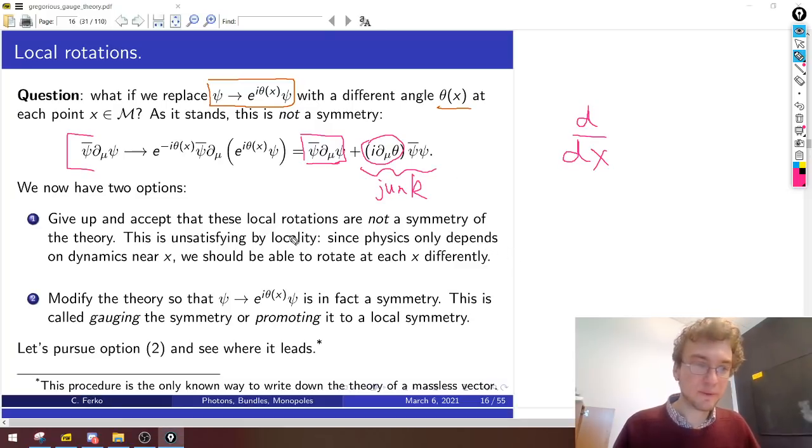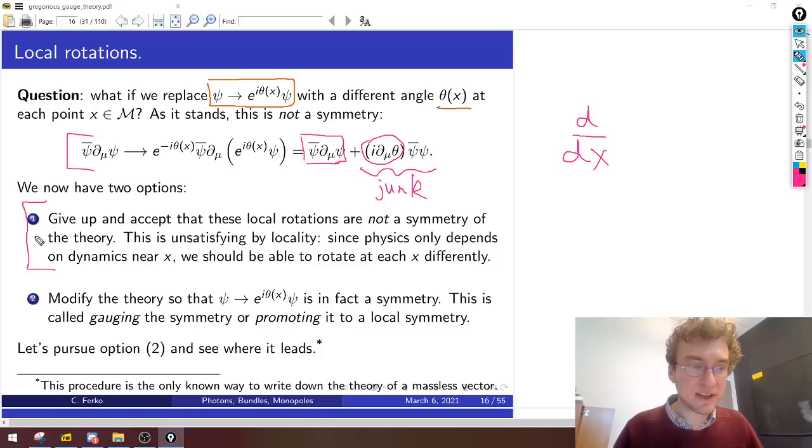Now there are really two things you could do at this point. You could say, okay, well, that was kind of a strange thing to even attempt to do. Let's just give up and say that's not a symmetry. You shouldn't be able to do this. But I find that a little unsatisfying because, again, by locality, in a particular limit, as you take the things very far apart, you should be able to do this.